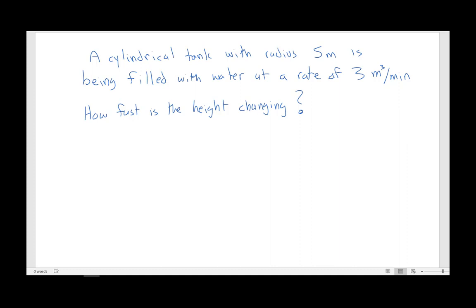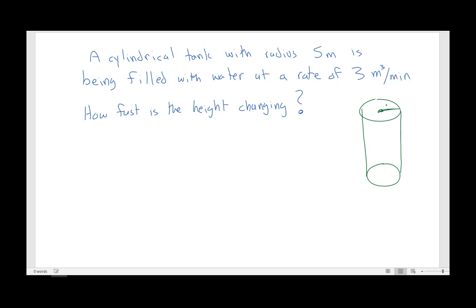All right, so now that you have written the problem down, this problem presents to us a cylindrical tank with radius 5 meters being filled with water at a rate of 3 cubic meters per minute. The problem asks, how fast is the height changing? So if I think visually, I have a cylindrical tank. I'm going to do my best to draw a cylindrical tank here. So here's a cylindrical tank, not the best.